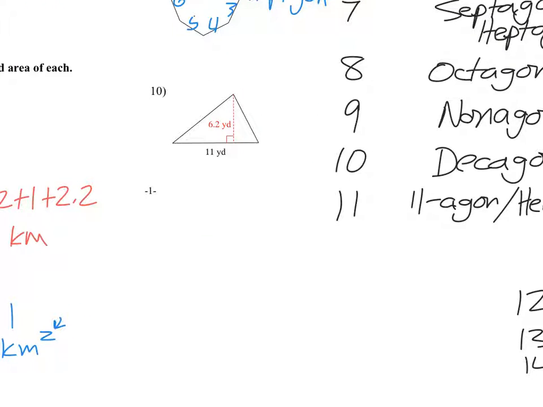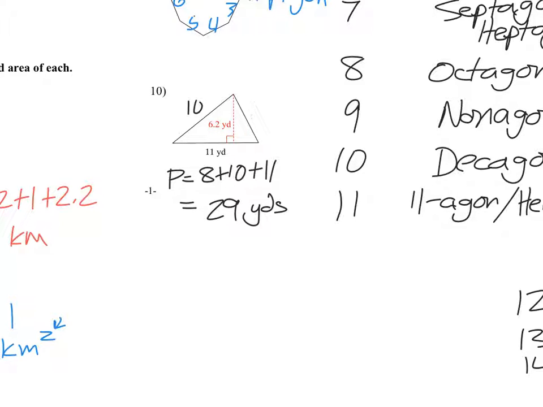All right, number 10, a triangle. Now, the problem here about finding perimeter is we don't know the other sides. So in this case, you can't actually find perimeter unless they gave you the sides. Like if they said, for instance, this was 8 and this was 10, then perimeter would be 8 plus 10 plus 11. So that would be 18, 29, and we would say yards. But again, you've got to have all the sides for that.